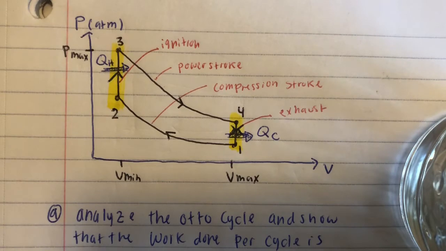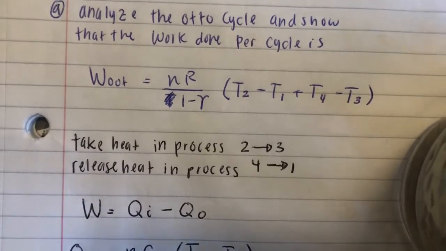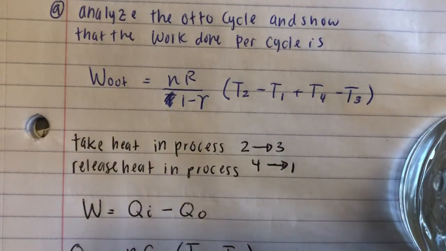this is the only time where there's heat exchange. So there is heat being taken in from 2 to 3 and heat being released from 4 to 1. So just going to concentrate on that. And because we're just concentrating on that, the work is going to equal the heat in minus the heat out.